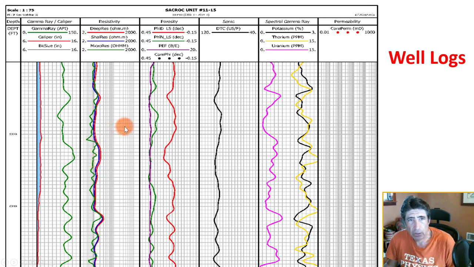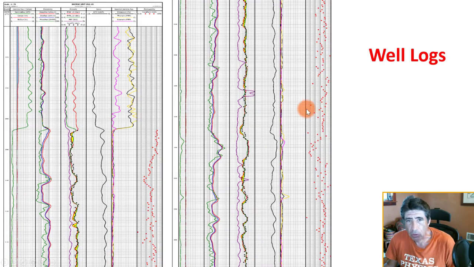super shallow resistivity log. We also have the density log in red, the neutron log in blue, and we have the photoelectric factor, then we have the sonic log, and then we have the spectral gamma ray logs separated here as uranium, magenta, and then we have thorium and yellow, and we have potassium in black, and then we have the core permeability.